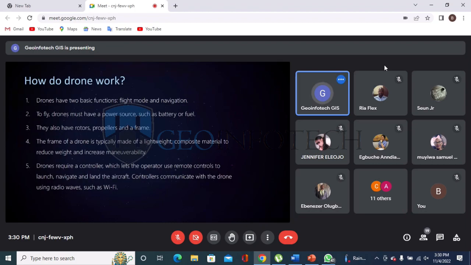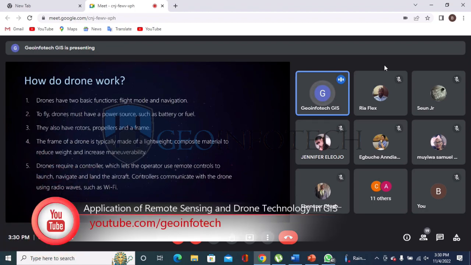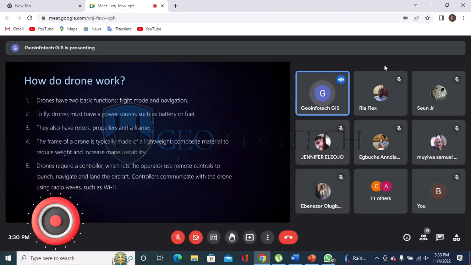All right. So the next thing we have here is they also have rotors and propellers. We've talked about that. The frame of the drone is typically made of lightweight composite material. So if you move closer to the drone, you will notice the fiber objects around the drone. The reason why they suggested fiber is lighter, and it's stronger. You understand? And drones require a controller. You have to get a controller before you can operate the drone. So bringing these controllers together makes me able to power on the drone.